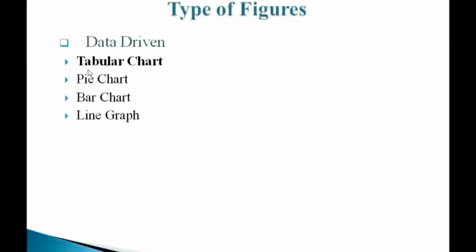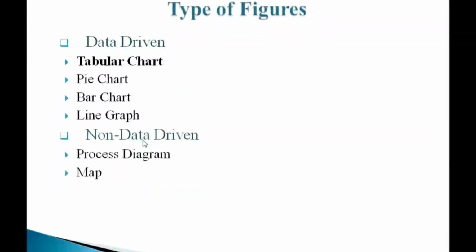So what are the types of figures that are part of Writing Task 1? First one is data driven diagrams. There are actually 4 types of data driven diagram. First one is the tabular chart that we will discuss today in this session. Second is pie chart, then bar chart and line graph. These 3 data driven diagrams we will discuss in the next lecture. And secondly, there are non-data driven diagrams which involve process diagrams and maps. Obviously, we will discuss details of these diagrams in the later lectures.